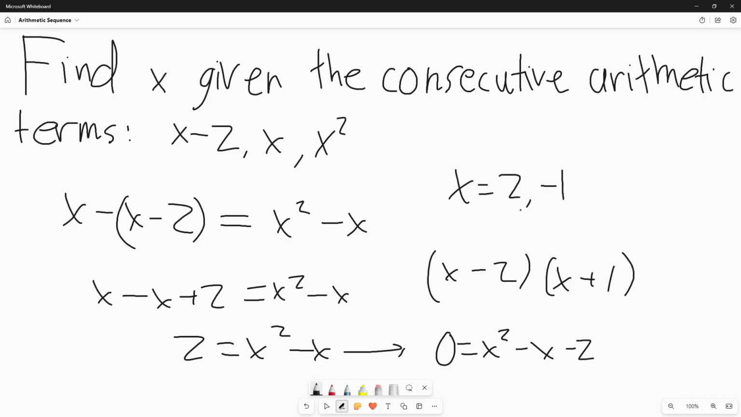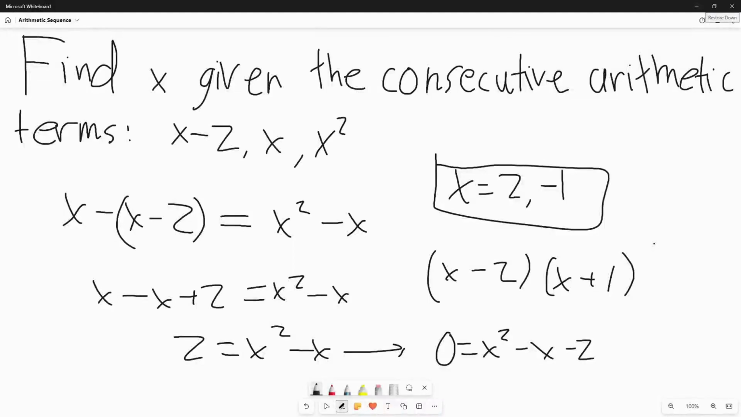Let's plug in these values to make sure they work. Let's plug in 2. x minus 2 is 0, 2, x squared is 4. So 0, 2, and 4. So that works. Negative 1, let's see if that works. Negative 3, which is negative 1 minus 2, negative 3, negative 1, and negative 1 squared is 1. So negative 3, negative 1, and 1. This works because it goes up by 2 every single time. So these are our two values that work for this problem, and that is the answer.